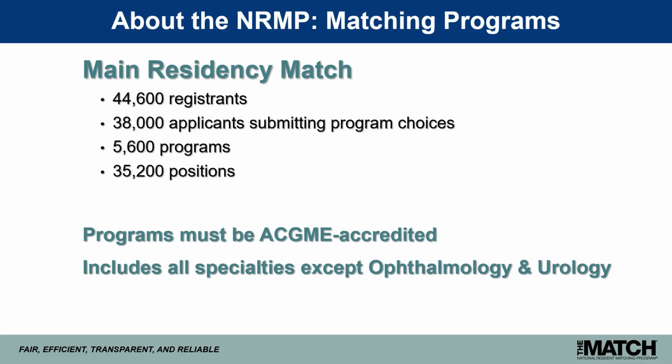For the 2019 match, we had a little over 44,000 registrants, 38,000 of which submitted rank ordered lists of program choices. We had 5,600 programs that placed over 35,000 positions in the match. So it was our biggest match. We seem to say that every year because every year we seem to grow in some capacity, either the number of positions or the number of applicants. Programs must be ACGME accredited to participate in the main residency match, and we represent all specialties except ophthalmology and urology because they have their own national matching plans.